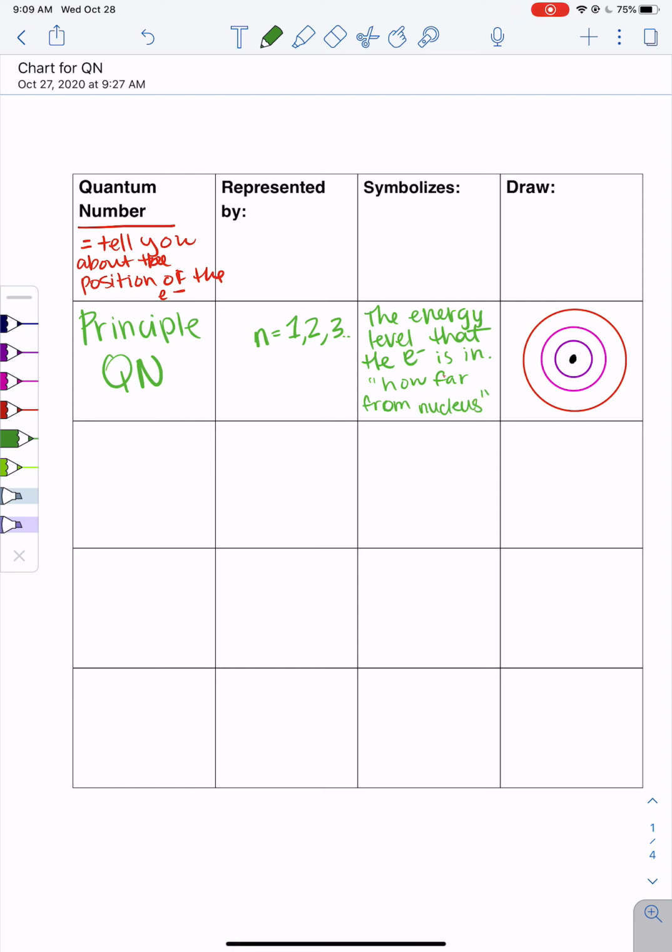Okay, so I went ahead and drew it for you so that we don't have to draw this a million times. This kind of refers back to Bohr's model, because Bohr was talking about the different energy levels. And so the principal quantum number is really just that simple. We're talking about which level.